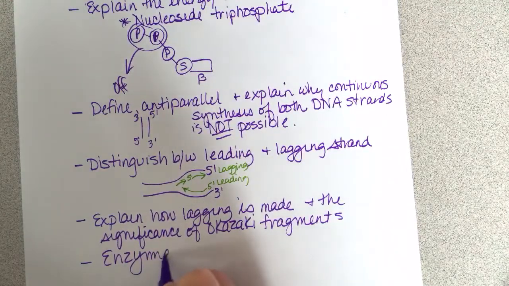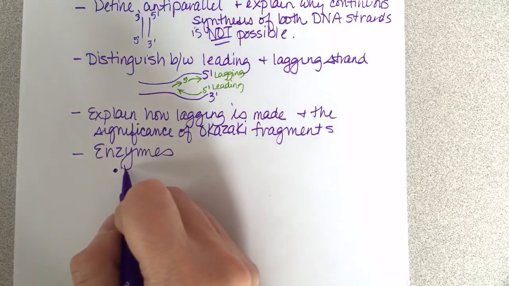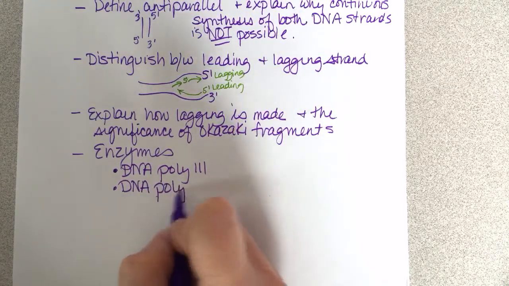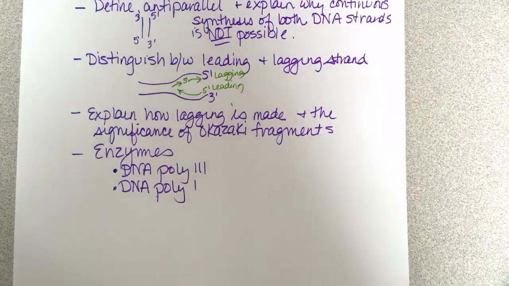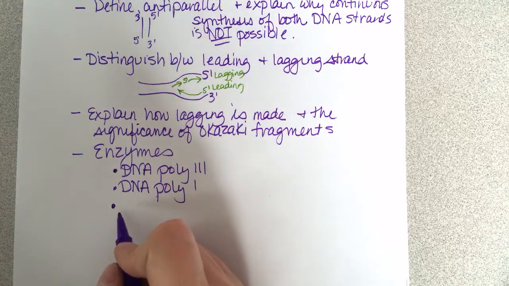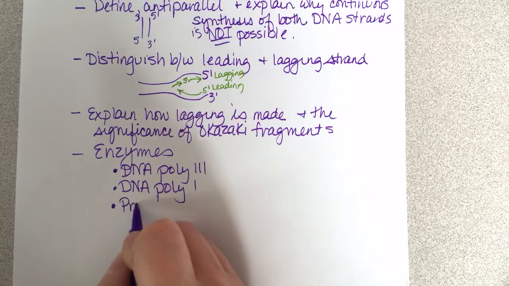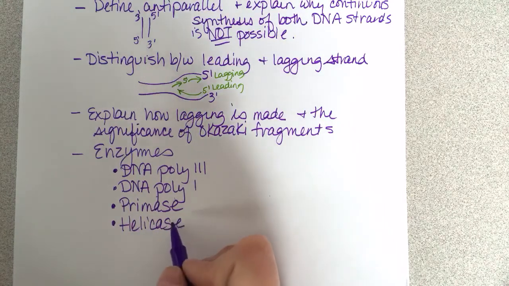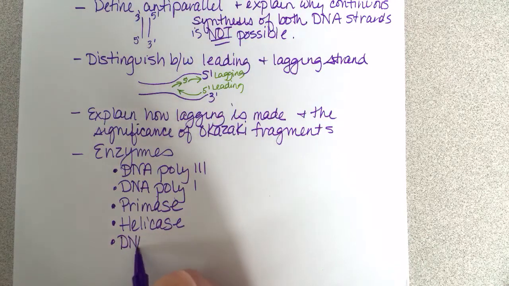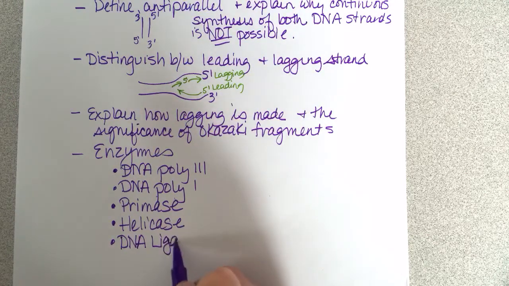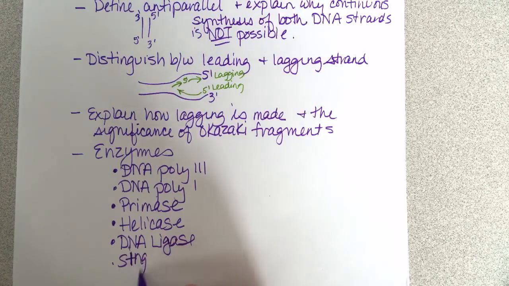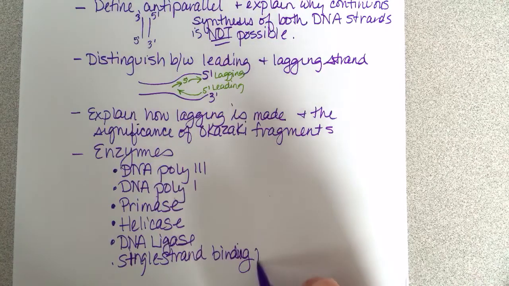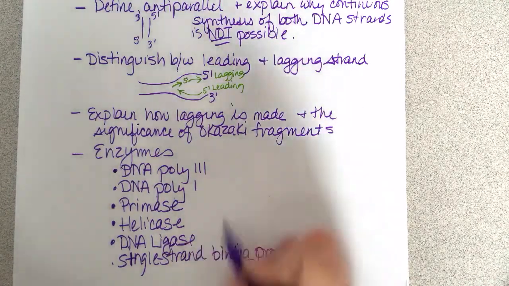You should know some enzymes. So we already talked about DNA polymerase 3, adding the nucleotides. There's DNA polymerase 1, which replaces the RNA primers with DNA. So we have primase. We have helicase, which unwinds the DNA at the beginning. We have DNA ligase, which glues the Okazaki fragments together. And the single strand binding proteins. So all these guys, what's their role in there?